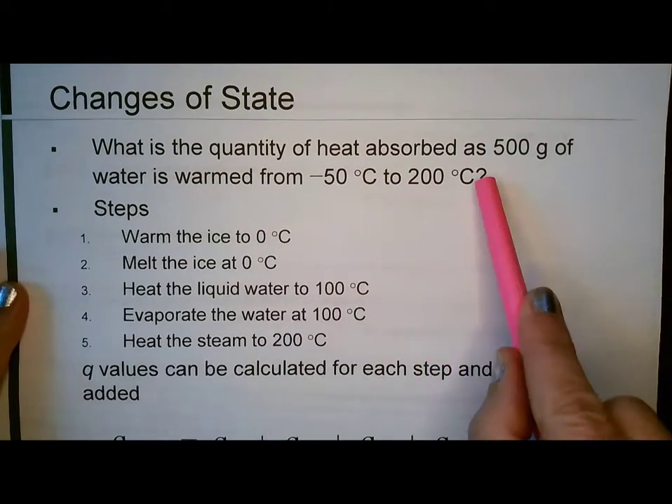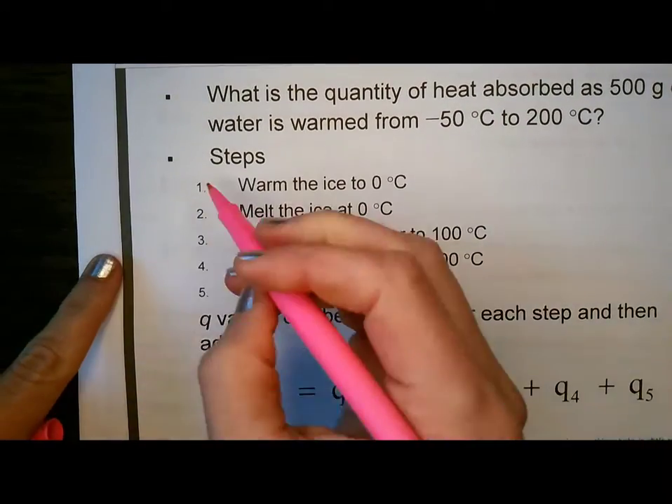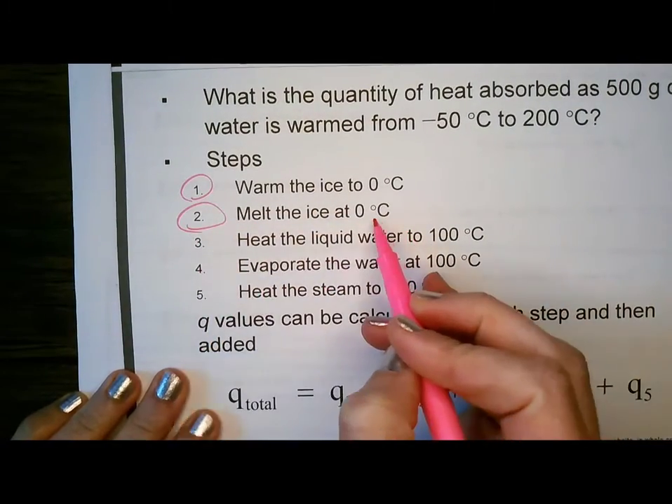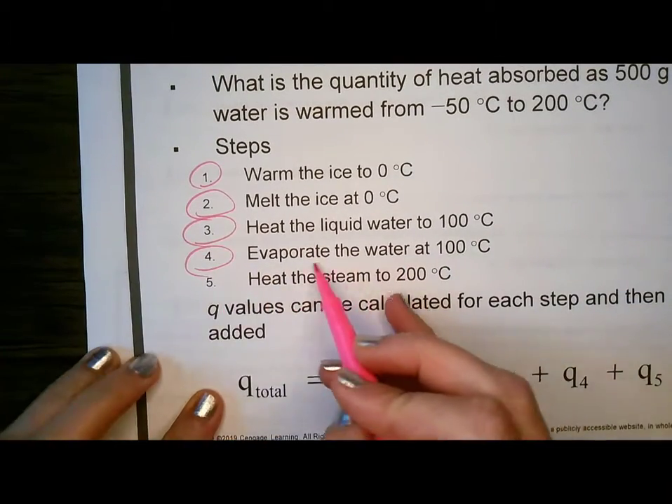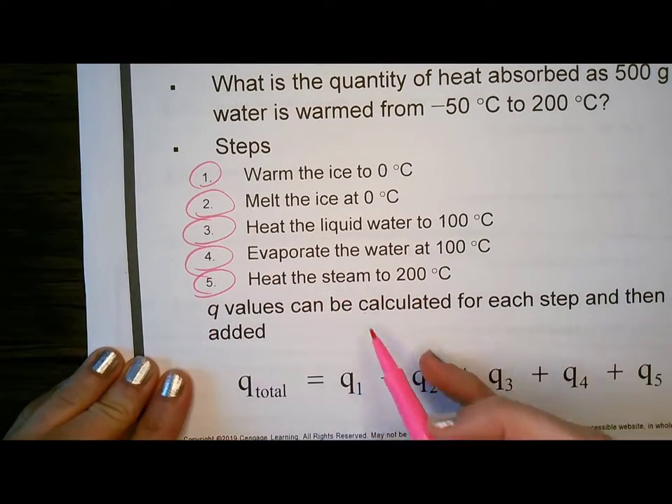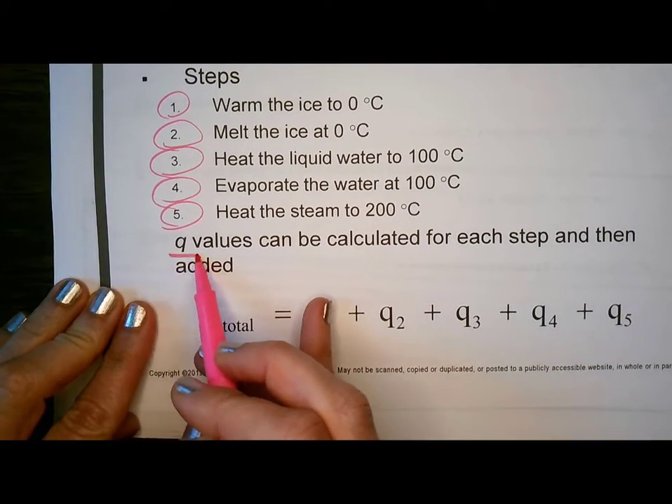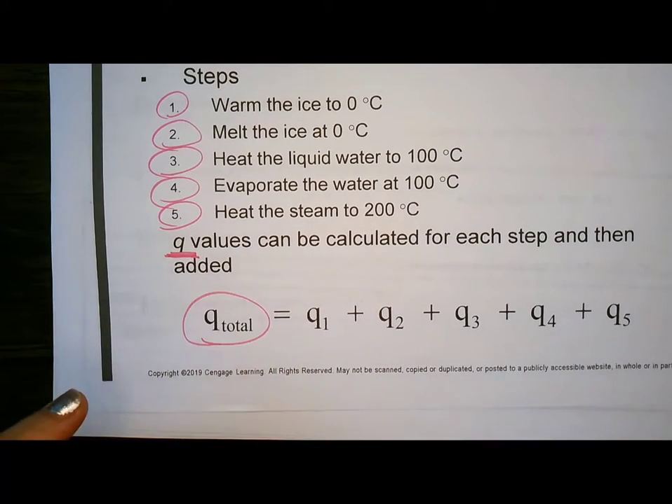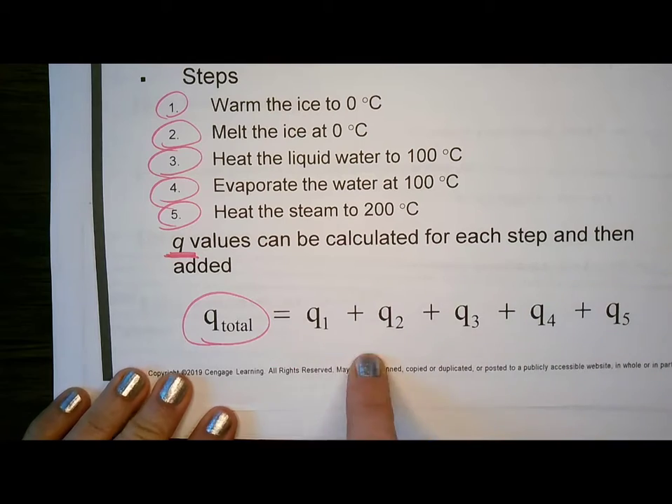So here's that problem. Here are the 5 steps. First, we warm it to 0. Then we melt it. Then we heat it to 100. Then we boil it. And then we heat the steam to 200. 5 steps. We will calculate those Q values at each step and then add them together, because my total Q is 1, 2, 3, 4 plus 5, all added together.